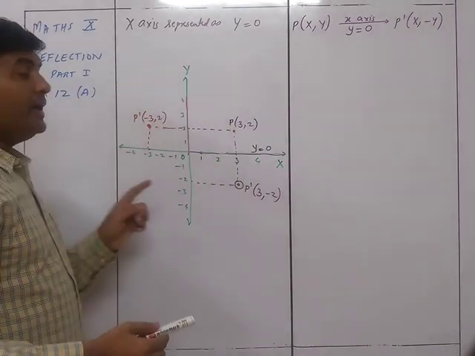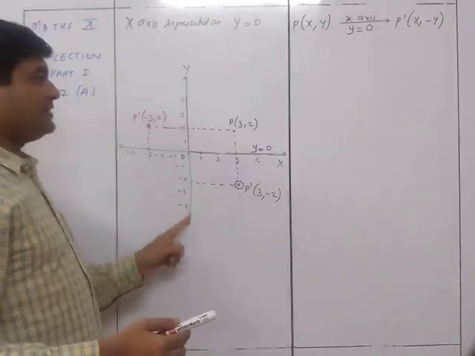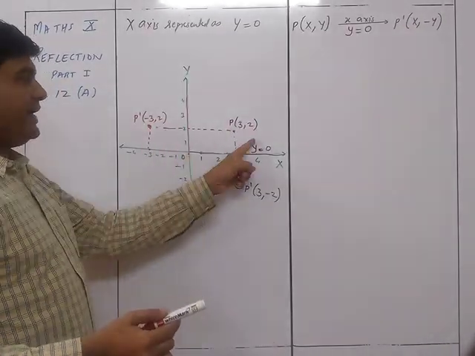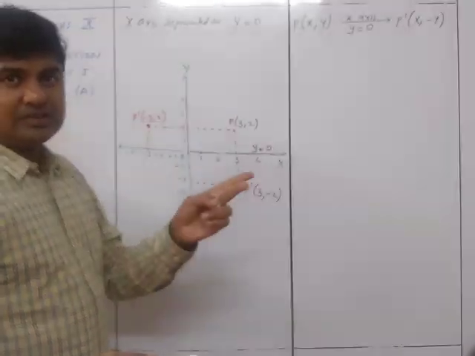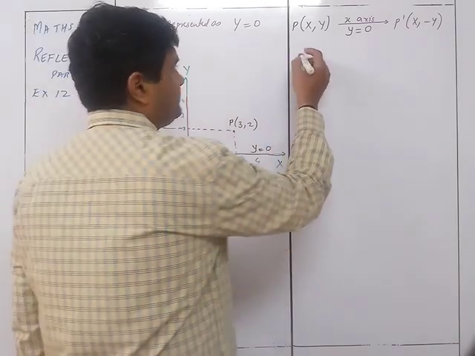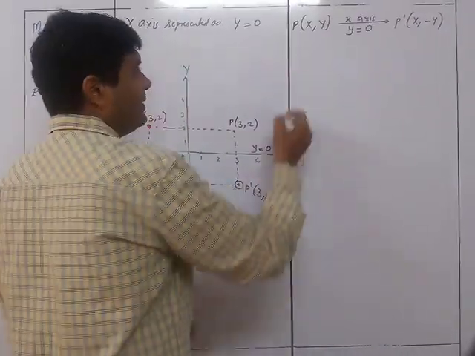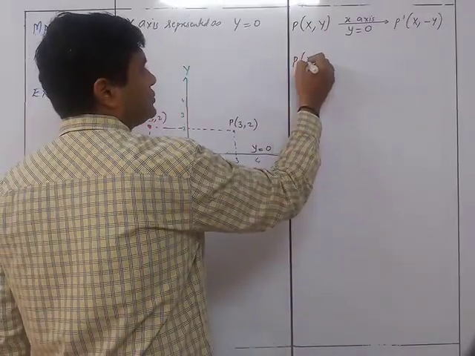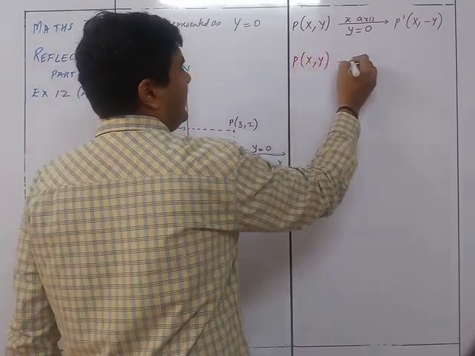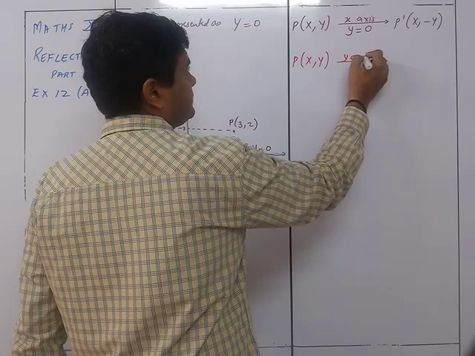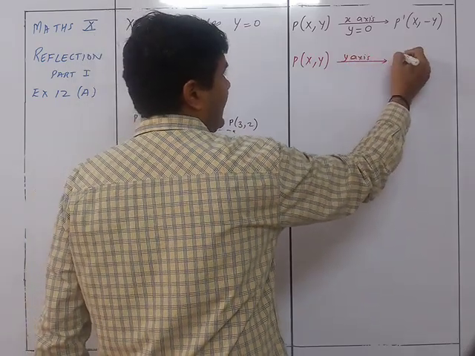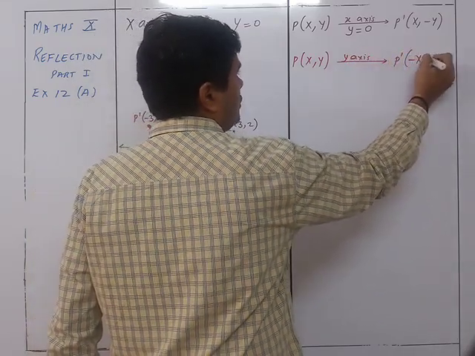So here we see that when I am reflecting with my y-axis, my y value doesn't change, but the x value becomes negative. So we see the next formula as P(x, y) under reflection of the y-axis, we have P' which will be (-x, y).